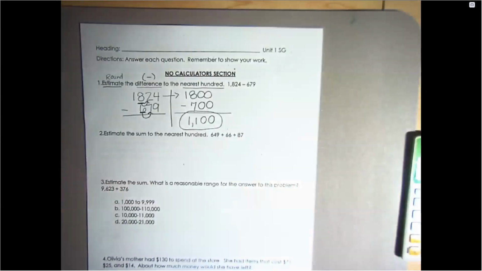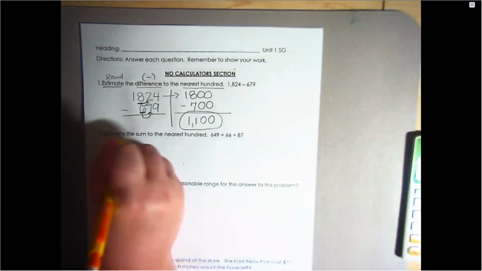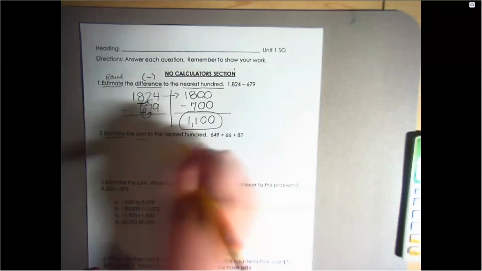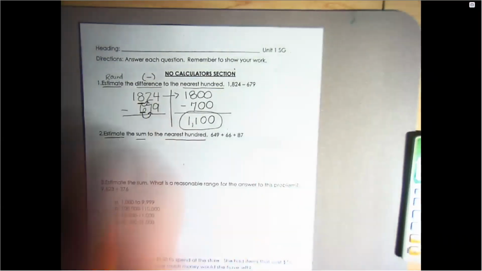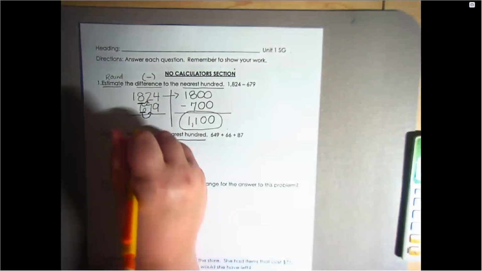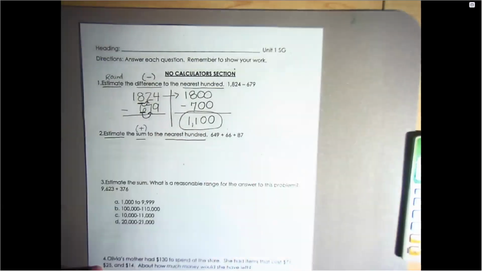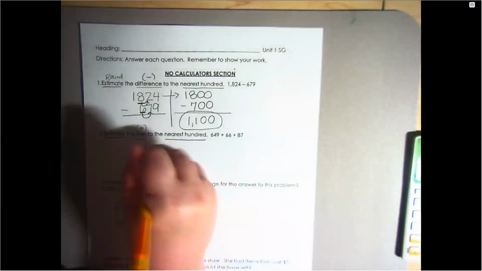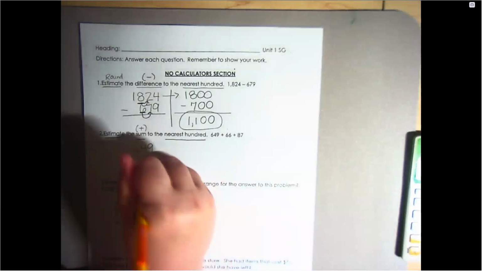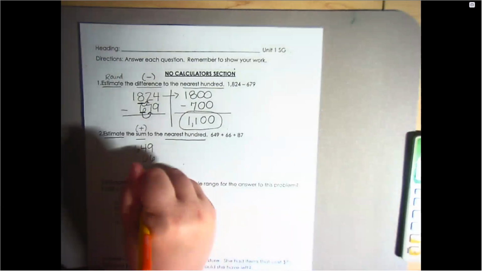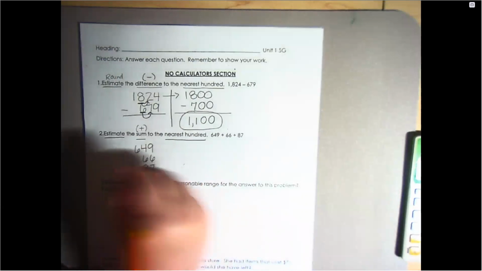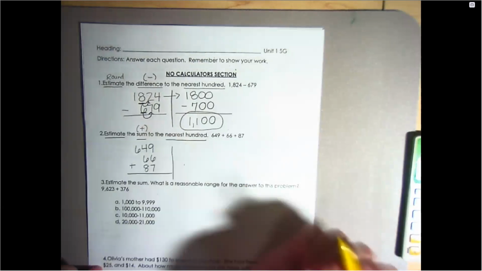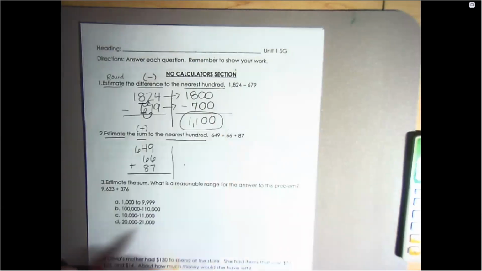Number 2, estimate the sum to the nearest hundred. Again, the key words are estimate, sum, and nearest hundred. Estimate again means to round. Sum is the answer to an addition problem. And nearest hundred is what you should round to. So you're going to set up your problem, 649, 66, and 87, and you are adding them. So you're going to create your problem. So it says round to the nearest hundred.